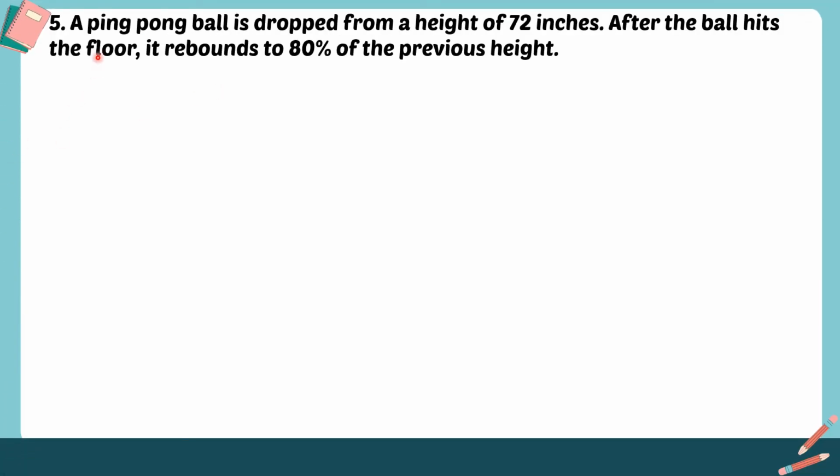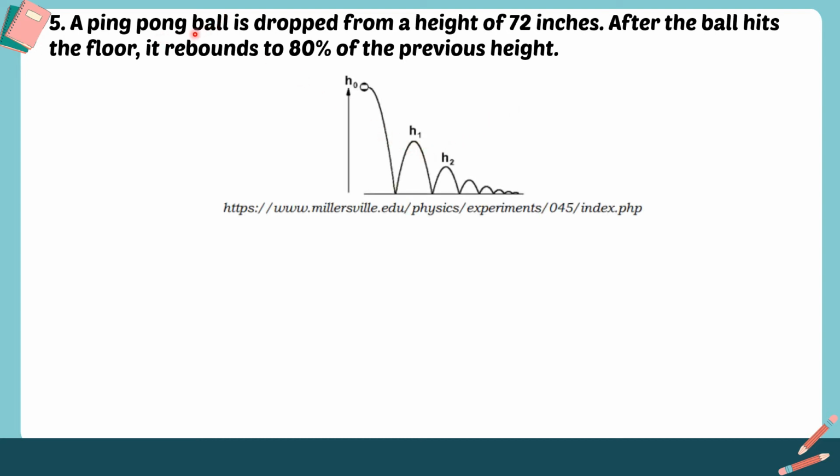Proceed tayo sa fifth problem. A ping pong ball is dropped from a height of 72 inches. After the ball hits the floor, it rebounds to 80% of the previous height. So, ibig sabihin, yung isang bola daw ng ping pong ball ay ibabagsak from the height of 72 inches.